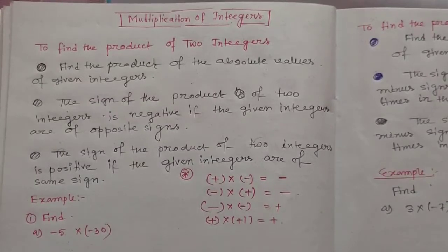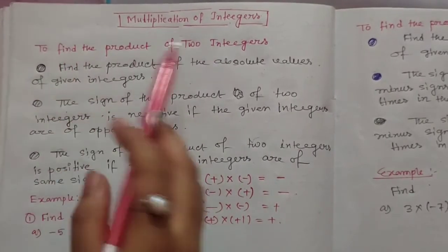Today our topic is multiplication of integers. So how can you do the multiplication of integers? How can you multiply two or more integers? To find the product of two integers, what you need to do?